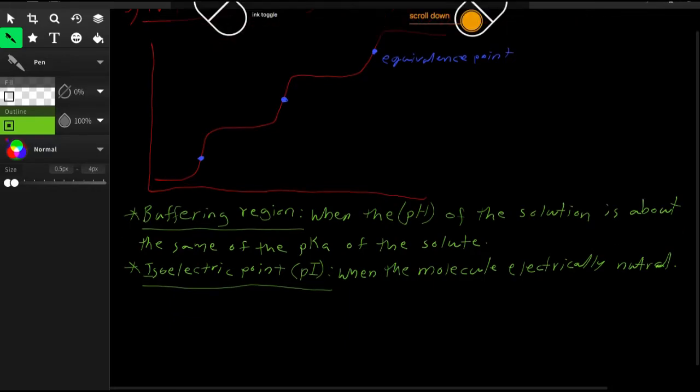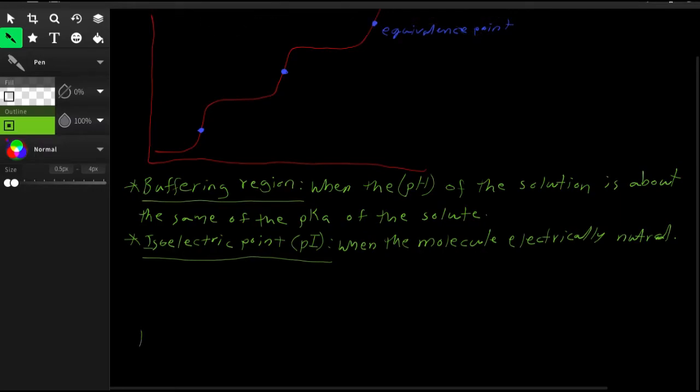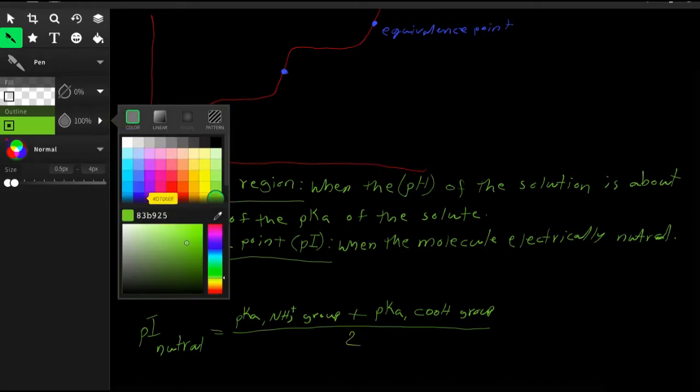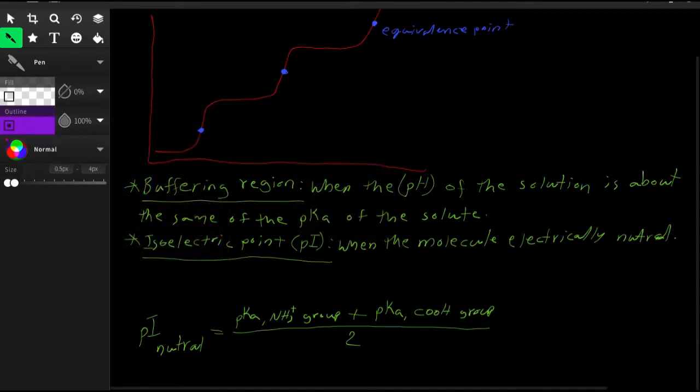And the formula for this is: pI for the neutral equals the pKa of the amino group plus pKa of the carboxylic group, divided by 2. You have to memorize this formula. It's important.